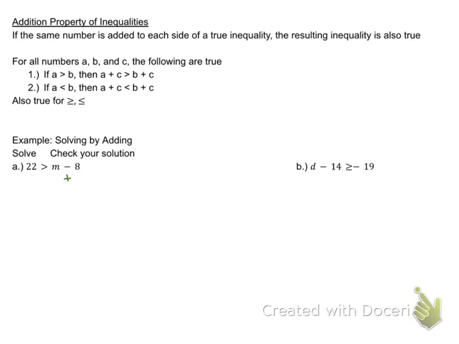And so therefore, I'm going to add 8 to both sides. 22 plus 8 is 30. I am not going to do anything to the inequality symbol, and it's m. So 30 is greater than m. Now a lot of us like to put m first. So m is less than 30 is the same thing. Those are the same. Don't get them mixed up. They mean the exact same thing.